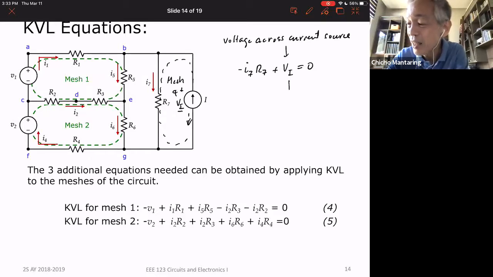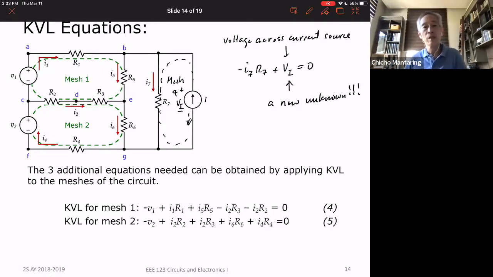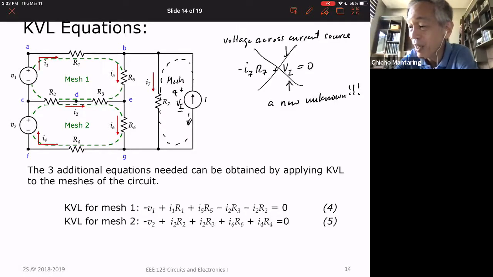The problem is, this is a new unknown. In other words, if I do a KVL here, I will be introducing a 7th unknown. I have 6 unknowns right now. But I only want to solve 6 equations in 6 unknowns. I want to avoid having to form a 7th equation because I would have more simultaneous equations to solve. So it is not a good idea. This is a bad idea.